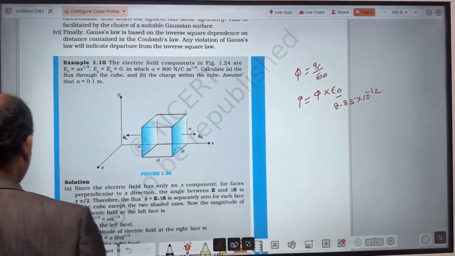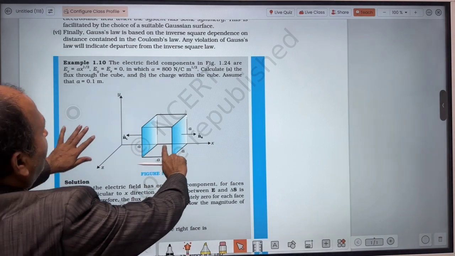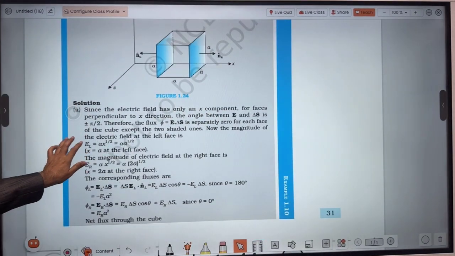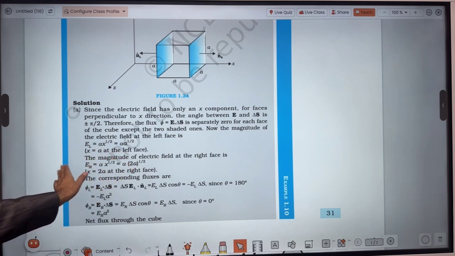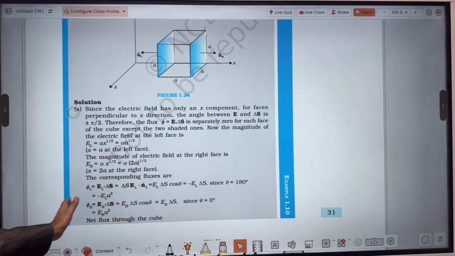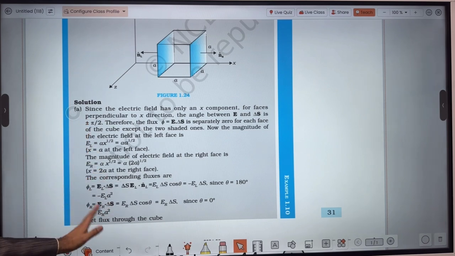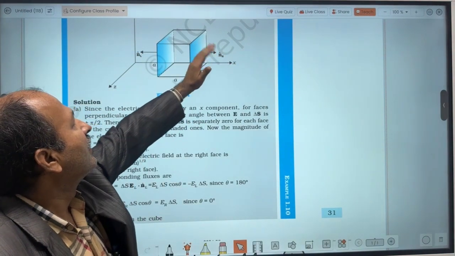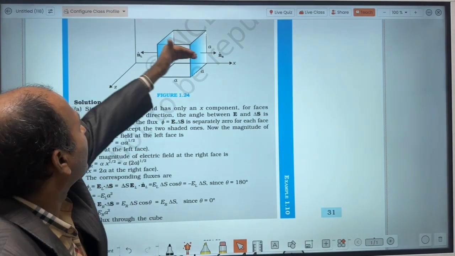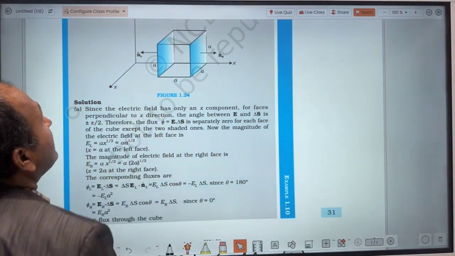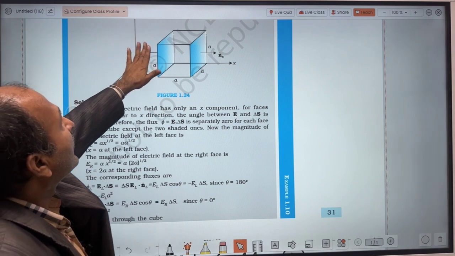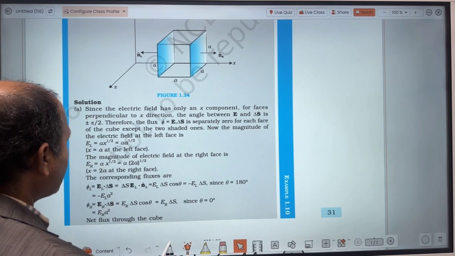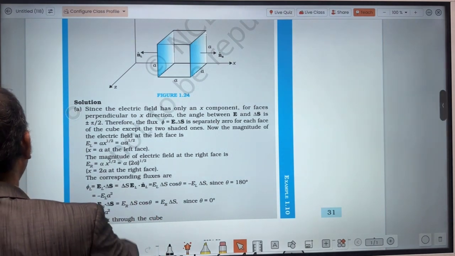The same thing is explained here in this diagram. If you see, you will understand electric field on the left face, as I told you, electric field on the right face, and then area of the two faces, and theta. As I told you, here electric field is directed along this line, and here electric field is directed along this line, but area vector is in this direction. So that is why there is angle of 180 degree here. Here angle is theta. Theta is 0 degree. So this is how we can get the required result.